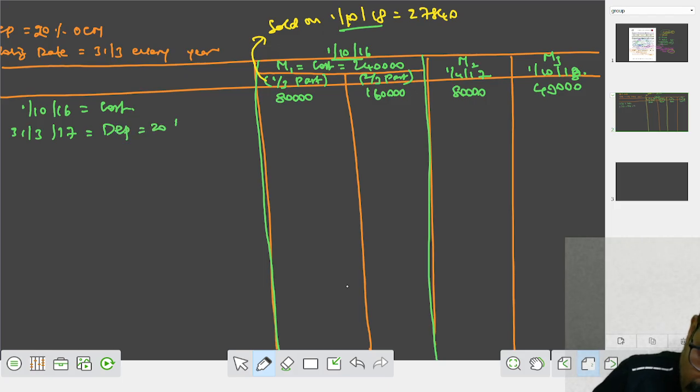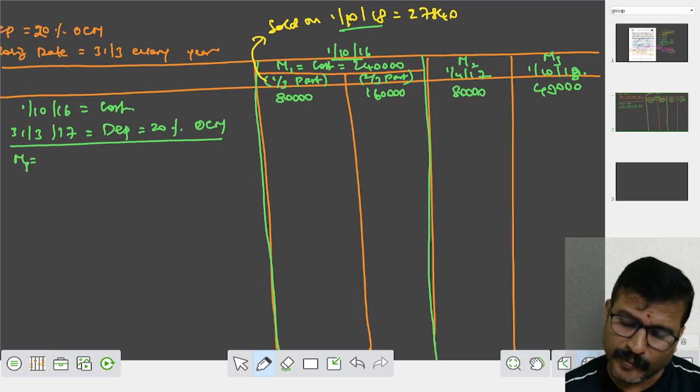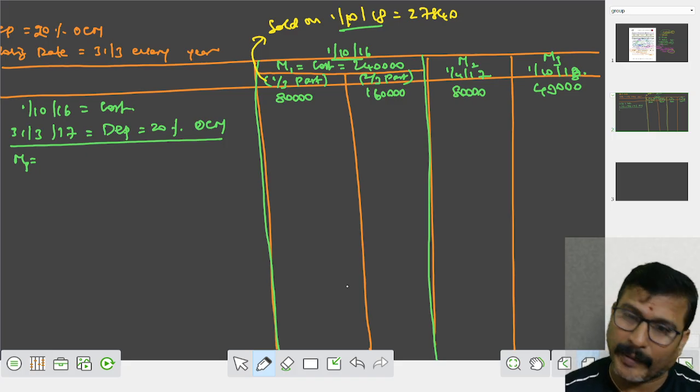Depreciation is 20% under OCM method. Now, M1. M1 means both part 1, part 2. One third part, two third part, both the part. Okay, M1. Purchased on when?